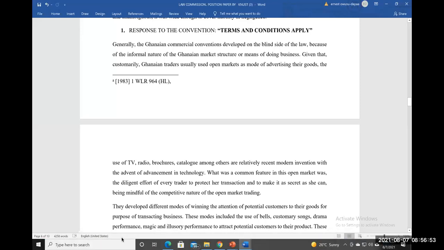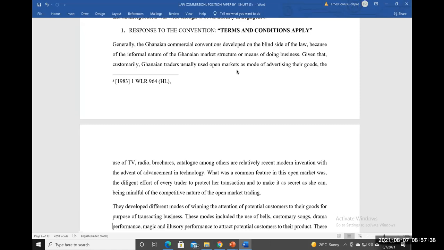Anybody? If you see something that says terms and conditions apply, what does it mean? It means, when you hear terms and conditions apply, that what they are telling you, if you go to them, will not be exactly what you see. Maybe they will advertise that if you come, we'll give you your car free and everything. Then you say, okay, you pay for the form.